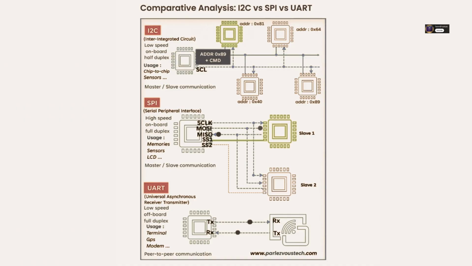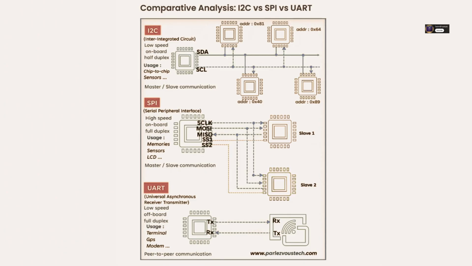Exactly. Even if the master's main goal is to read, say, 10 bytes from a sensor, it still has to send 10 bytes on MOSI. These might just be dummy bytes, like all zeros or all ones. It doesn't matter what they are. The act of sending those dummy bytes is what generates the necessary clock pulses on SCLK. And it's those clock pulses that tell the slave when to put its actual data bits onto the MISO line for the master to read.